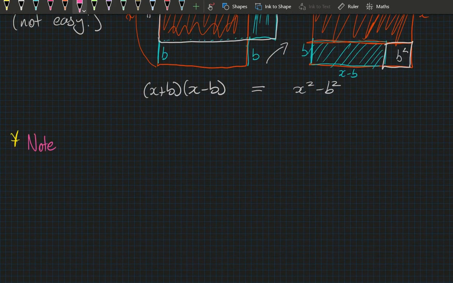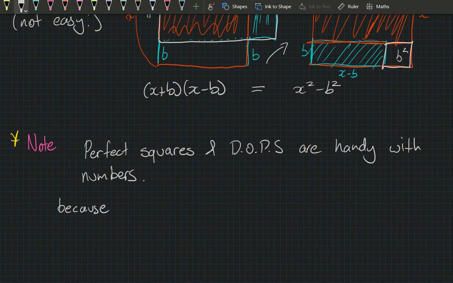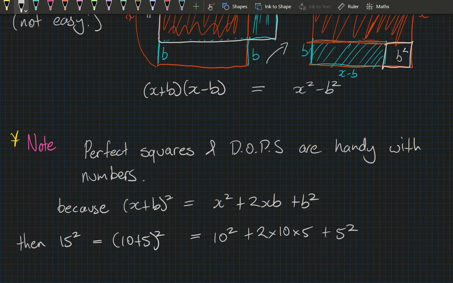While it's not 1000% relevant to this unit, it should be known that perfect squares and difference of perfect squares are really handy with numbers. For example, we know that x plus b squared is equal to x squared plus 2xb plus b squared, right? Then to use 15 squared as an example, well, that's just 10 plus 5 squared. And so following on with what we know about perfect squares, that has to equal 10 squared plus 2 times 10 times 5 plus 5 squared, which is 100 plus 100 plus 25, which is 225.